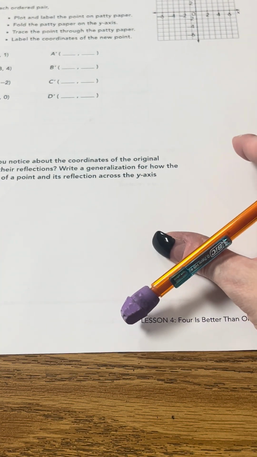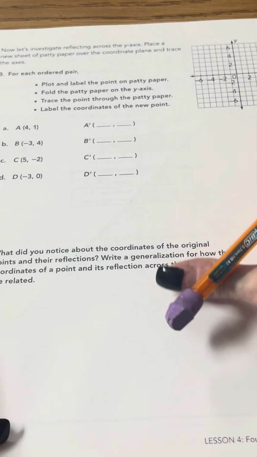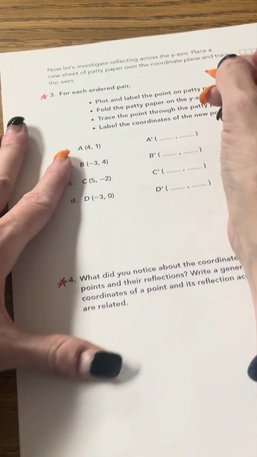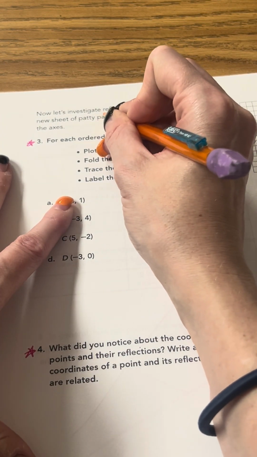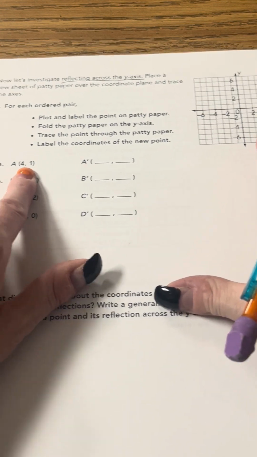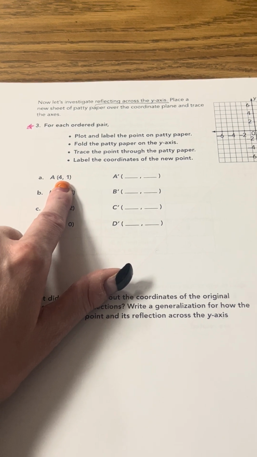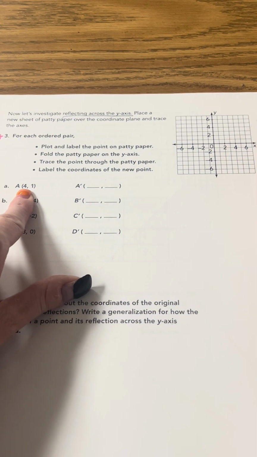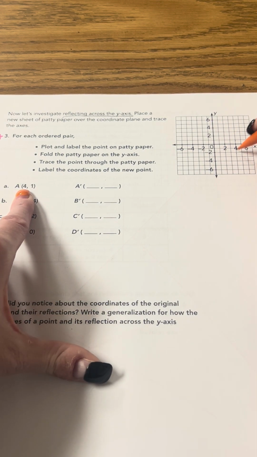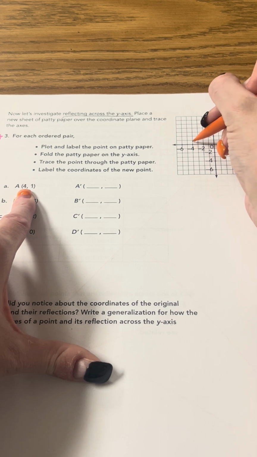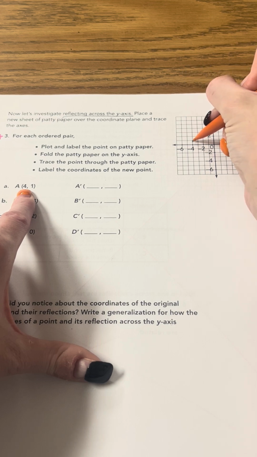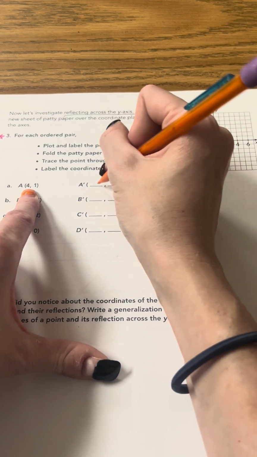Moving on to the next page. We're now on page 487. This is similar to what we just did on that last page, but now it wants us to reflect across the y-axis. So again, we're going to start with what they give us, which in this case is going to be 4, 1. So we're going to find where 4, 1 is. Now, instead of reflecting over the x-axis, we're reflecting over the y-axis, okay? So the y stays the same now while the x changes.